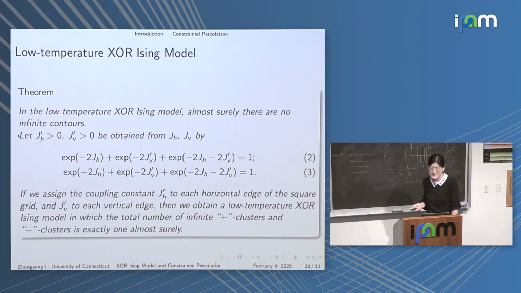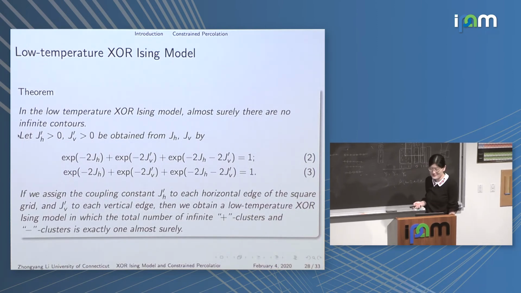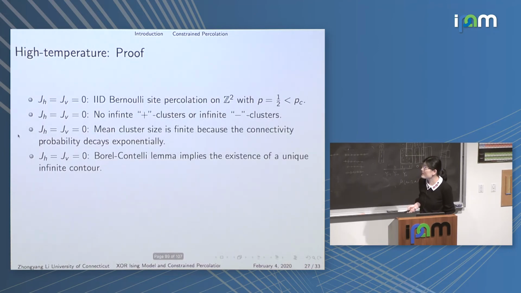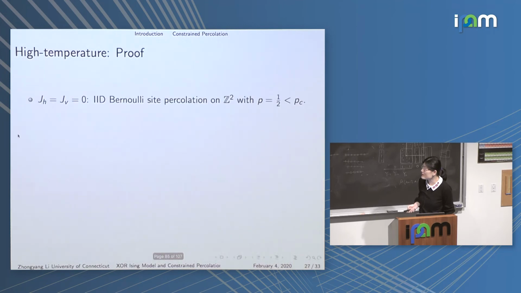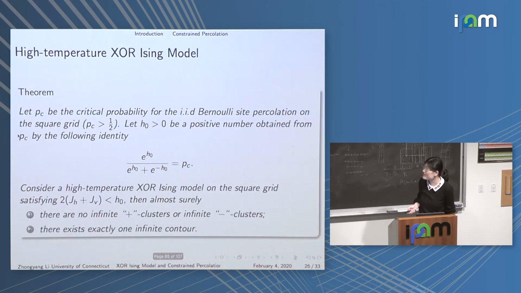Yeah, so the total number of infinite plus clusters and negative clusters in the low temperature XOR Ising model is exactly 1. It's not at most 1. It's exactly 1 almost surely. That's because we have already shown that in the high temperature case, there is exactly 1 infinite contour. Then in the low temperature case, there must be an infinite cluster containing this infinite contour.